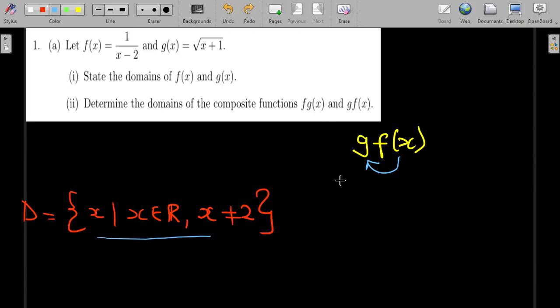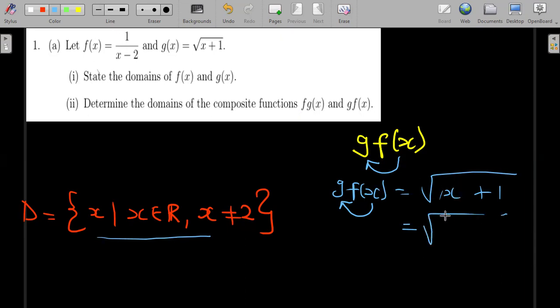So the composite function will be g of f of x is equal to, first of all, let's just write the function for g, which is the root of x plus 1. Then let's substitute wherever there's x, we put the function of f of x. So this is x here, and on that x, I'm going to put the function of f of x. So it will be the root of, where there's x, I put 1 divided by x minus 2, and then plus 1. Okay, so this is what I have.